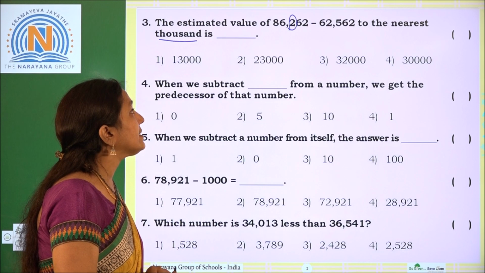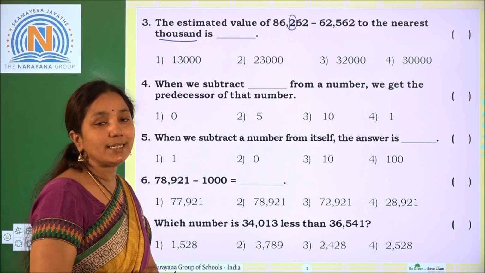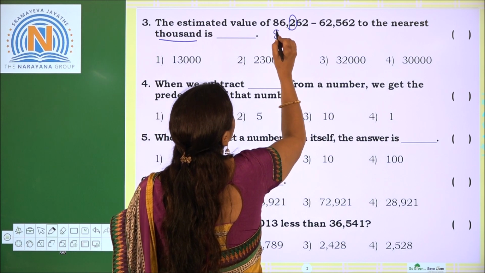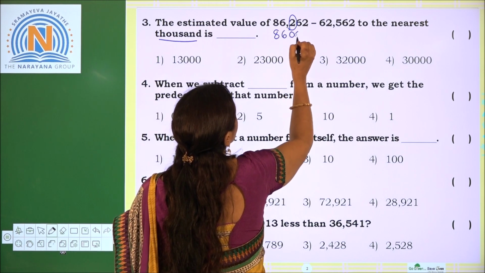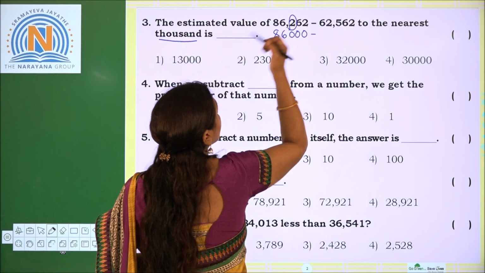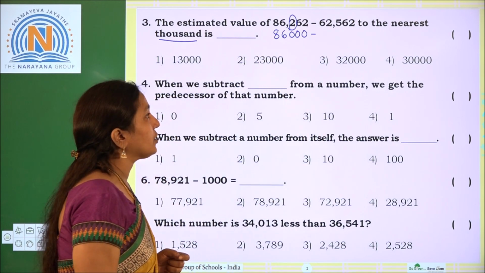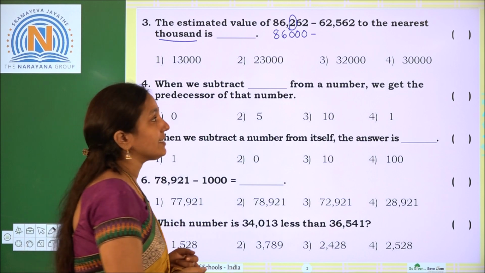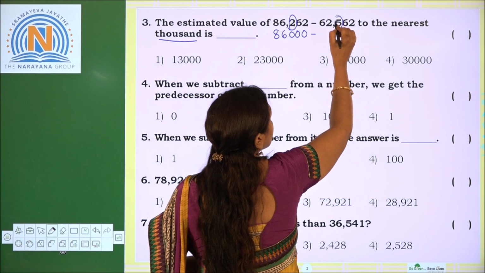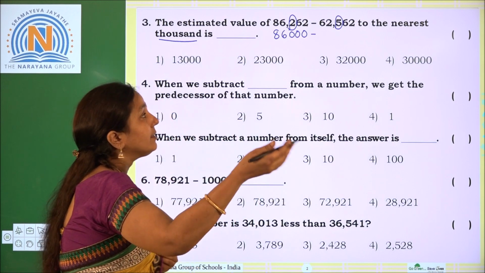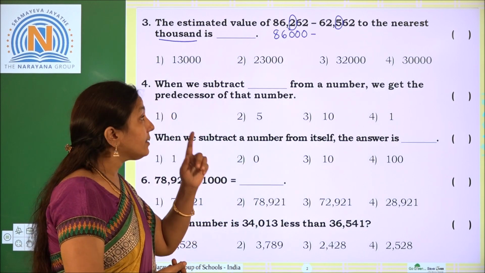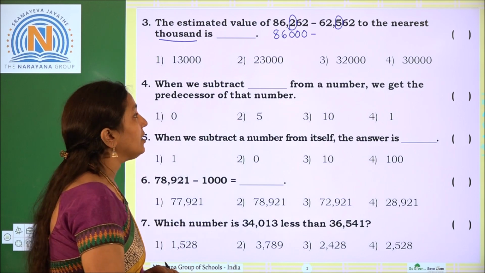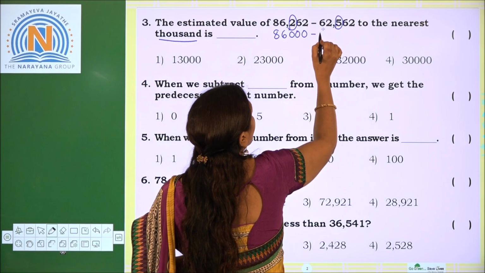So that means this number is in between 86,000 and 87,000. So rounding down, we have to take 86,000 minus. Now this number, what is the number? 62,562. So we have to look at the hundreds place. What is the hundreds place? 5. 5 is a midway number. We have to round up to the next thousands. That means the number is in between 62,000 and 63,000. We have to take 63,000.